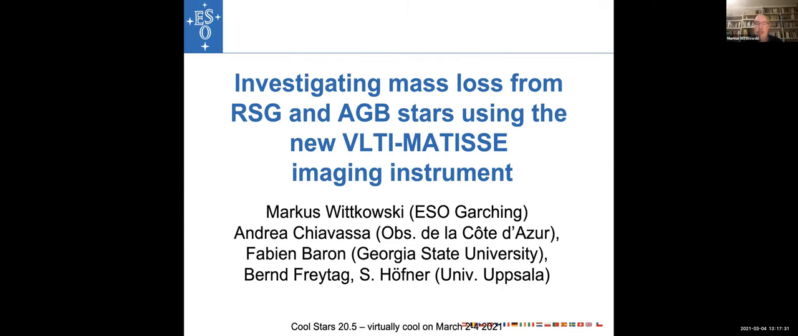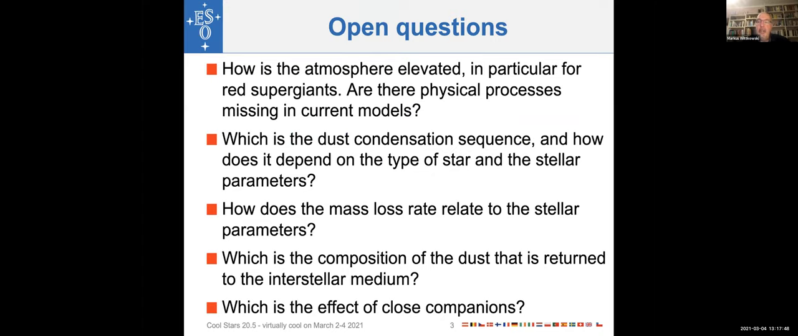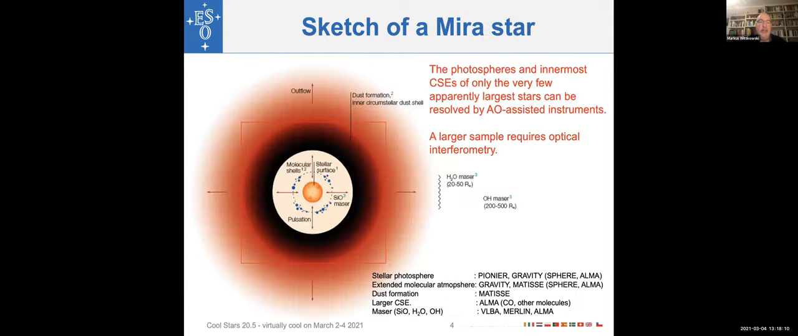So thank you for giving me the opportunity to present these results obtained with the VLT interferometer on red supergiants and AGB stars. I think we have heard introductions already, so let me skip this. The open questions are essentially that we would like to understand how the atmosphere is elevated in these kinds of stars. Are there physical processes missing? Which is the dust condensation sequence? How does the mass loss relate to stellar parameters? Which is the composition of the dust? And also, which is the effect of close companions, but that is not what I'm addressing today.